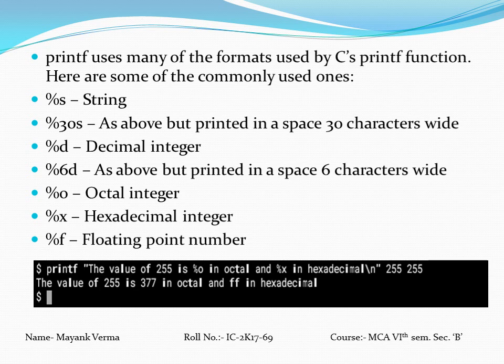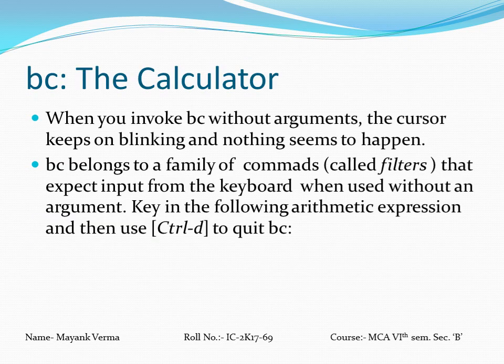Here is another example of printf. printf "The value of 255 is %o in octal and %x in hexadecimal\n" 255 2>... which means that it converts the 255 to octal and hexadecimal values. You can see the output in the next line. The value of 255 is 377 in octal and FF in hexadecimal.